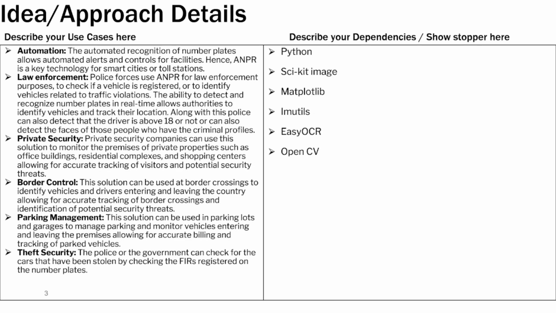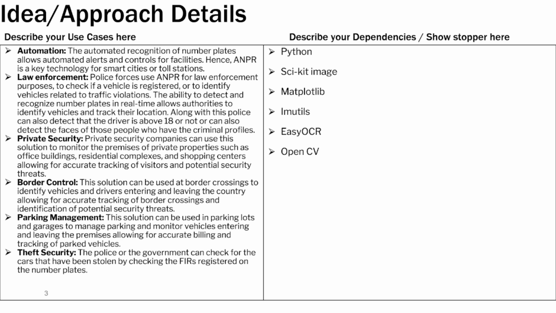Here are some of the use cases of our system. We can first of all do automation using the ANPR and FRS system that we are developing. The automated recognition of number plates allows automated alerts and controls for facilities. Hence, ANPR is a key technology for smart cities or toll stations.